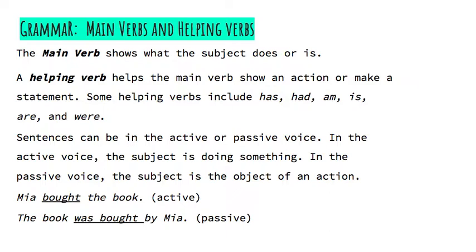So if we got rid of the phrase by Mia, we would have a sentence of the book was bought, and it would be okay. And you would see that the word was is the helping verb. And so we're saying that the book was bought by Mia in the preposition phrase.